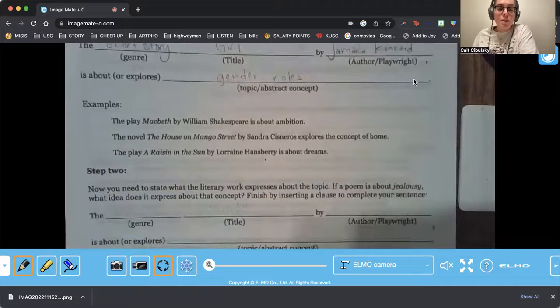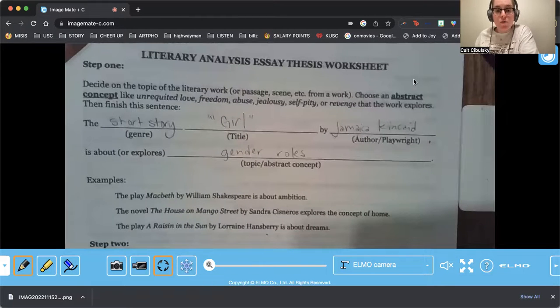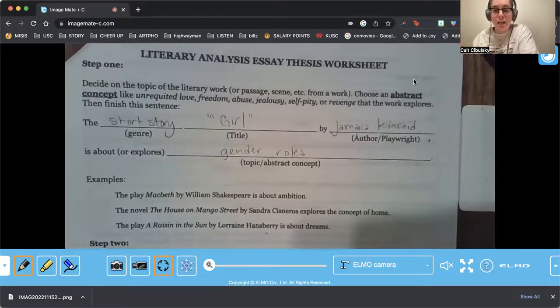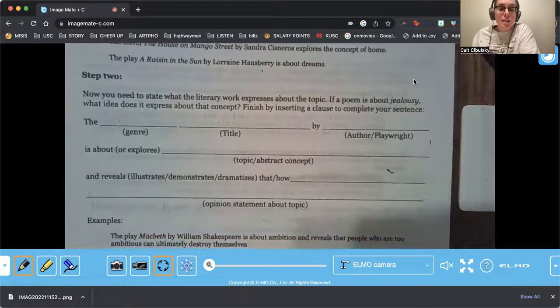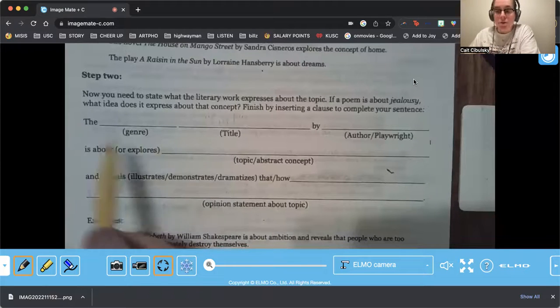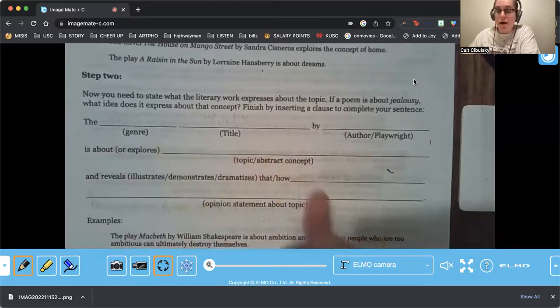So when we move on to step 2, we're going to keep what we wrote for step 1 and then just add in a little bit more as we go. So step 2 says, now you need to state what the literary work expresses about the topic. If a poem is about jealousy, what idea does it express about that concept? Finish by inserting a clause to complete your sentence. The genre, title by author/playwright is about or explores topic/abstract concept and reveals, illustrates, demonstrates, dramatizes that or how.